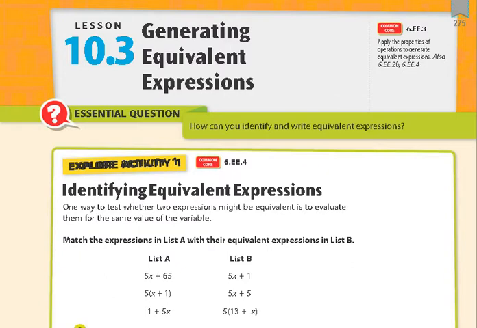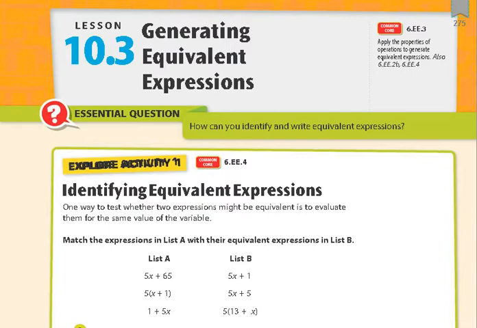So we've got 5x plus 65, and over here I have 5x plus 1. Do those sound like they're equivalent? No. So I have 5x plus 65 and 5x plus 5. Do those sound equivalent? Now, how about 5x plus 65 and 5 times 13 plus x? It's the last one, so let's find out.